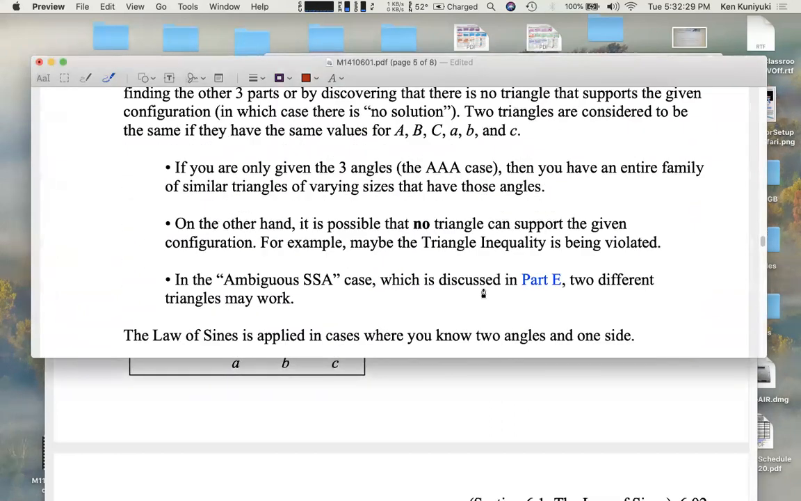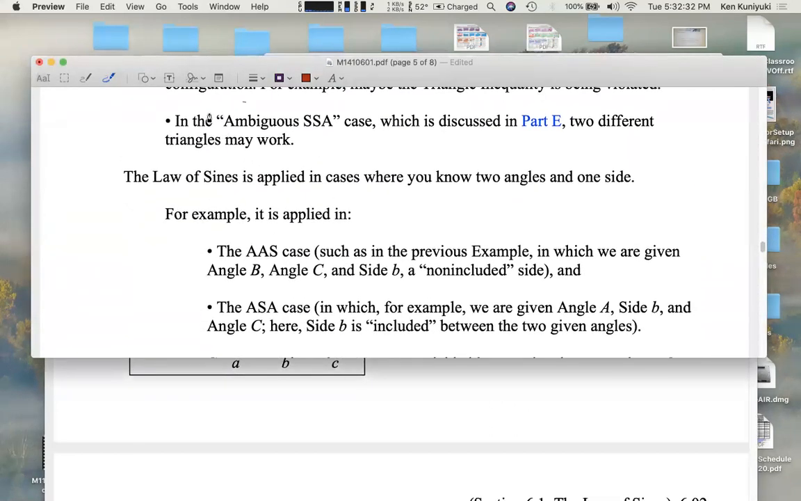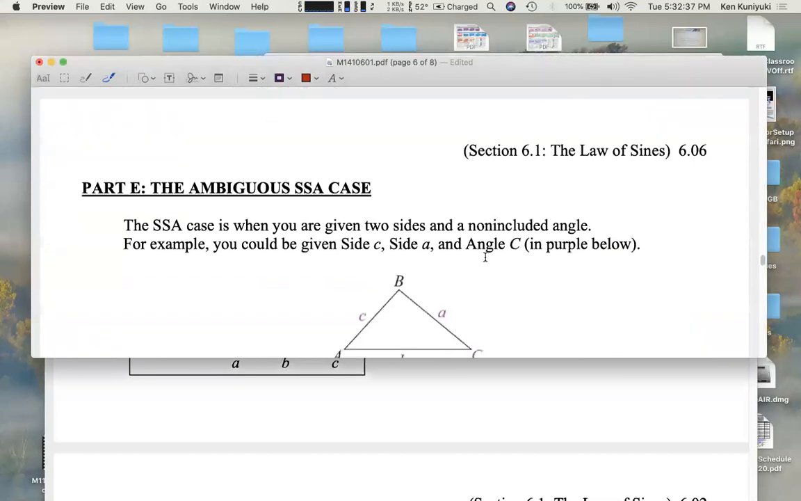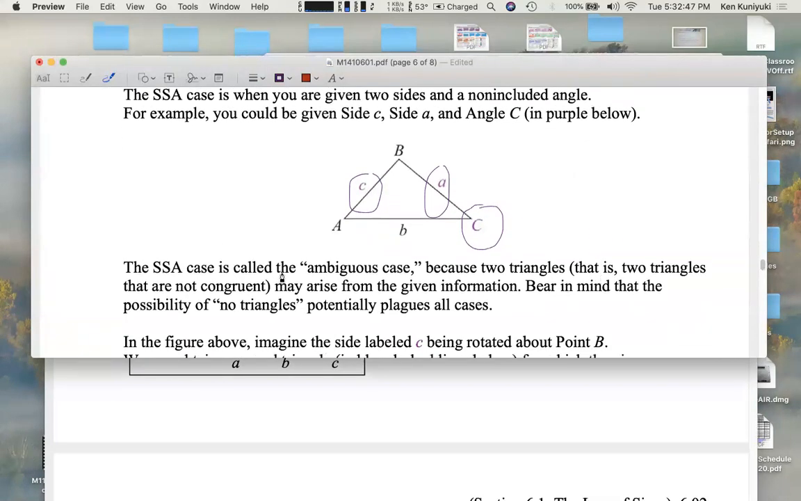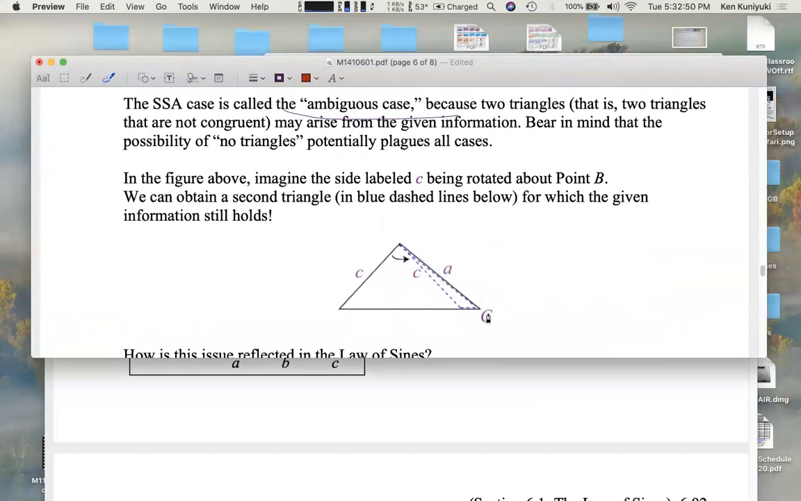All right. But actually, there's something called the ambiguous SSA case. If you're given two side lengths and a non-included angle, such as here, then you could use the law of signs, although it's possible. It's called an ambiguous case because you could get two different triangles. Like here, you could get an acute triangle, or you could get this obtuse triangle over here. For example, this triangle in black could be legit, but you could also rotate this side length in, and you'd get another legitimate triangle. Remember, this angle was allowed to vary.